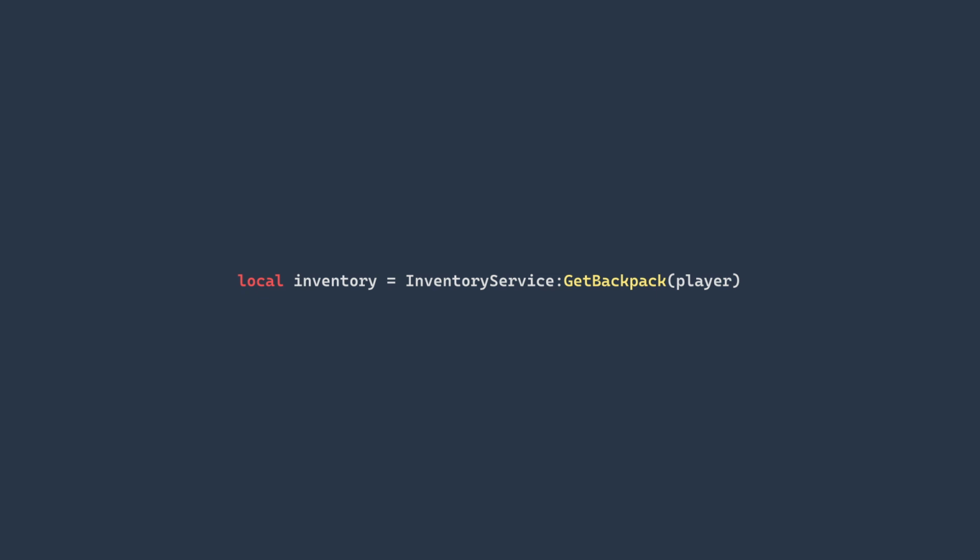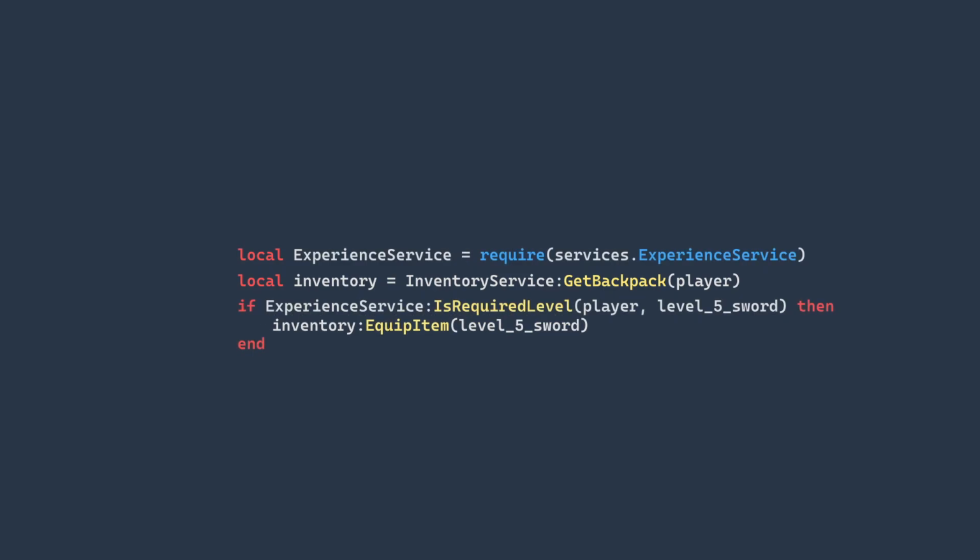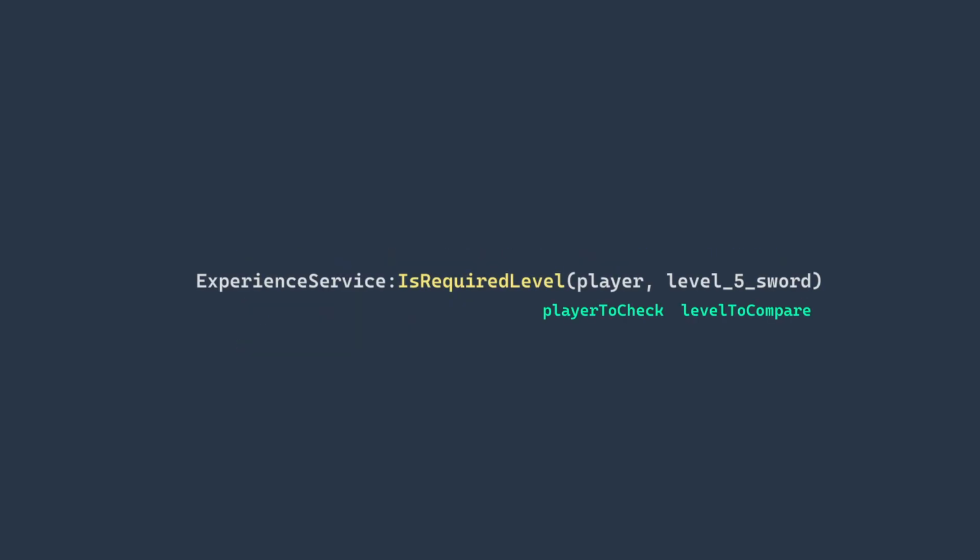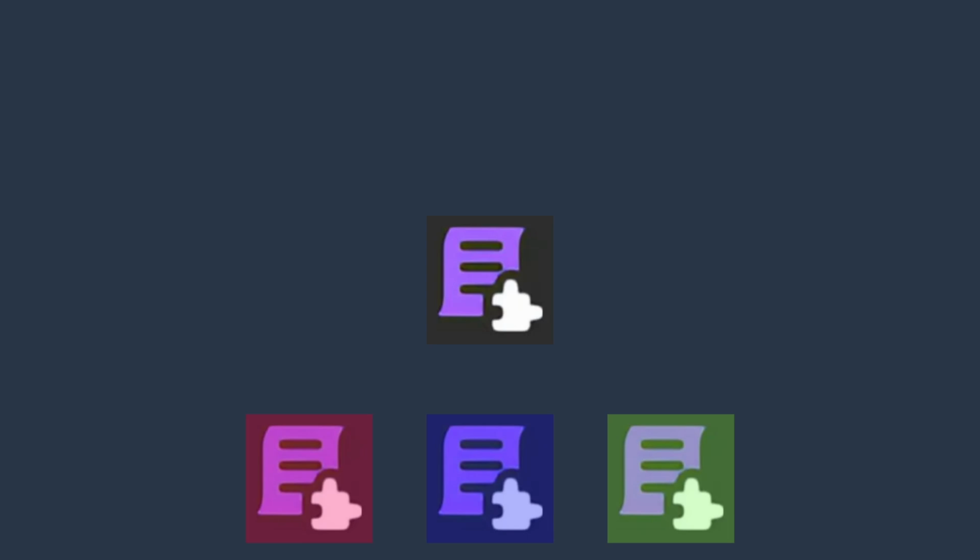But what if someone wants to equip a piece of gear, which the inventory service would handle, and that gear requires them to be level 5? Well, the inventory service will ask the experience service, can I equip it? And maybe a function like this. And this function will return true if they are high enough level, or false if they aren't. In order to do this, we need to structure our module script into a set of patterns. Patterns meaning how the module behaves.